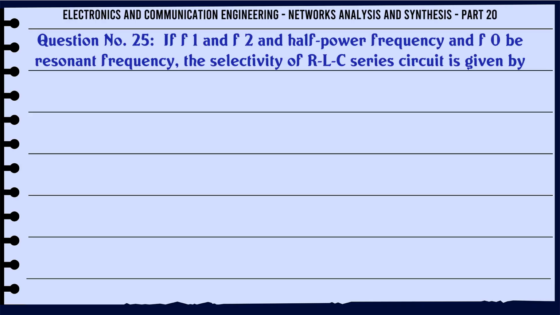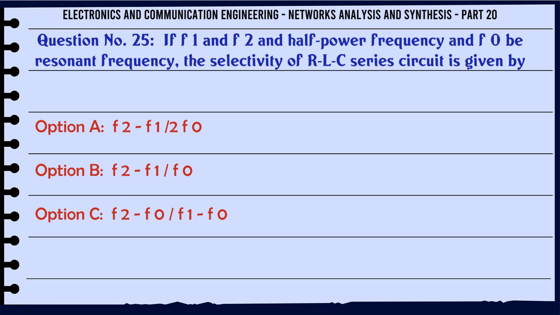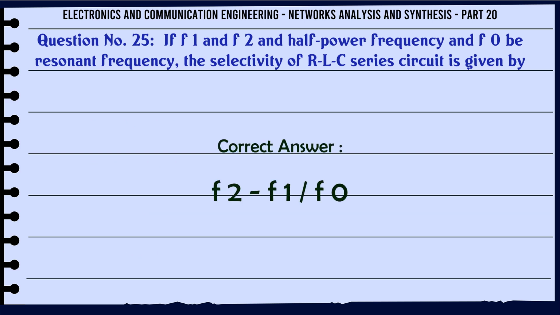If f1 and f2 are half power frequencies and f0 is the resonant frequency, the selectivity of an RLC series circuit is given by A. (f2 - f1)/2f0, B. (f2 - f1)/f0, C. (f2 - f0)/(f1 - f0), D. (f2 - f1)/(f1 - f0). The correct answer is (f2 - f1)/f0.